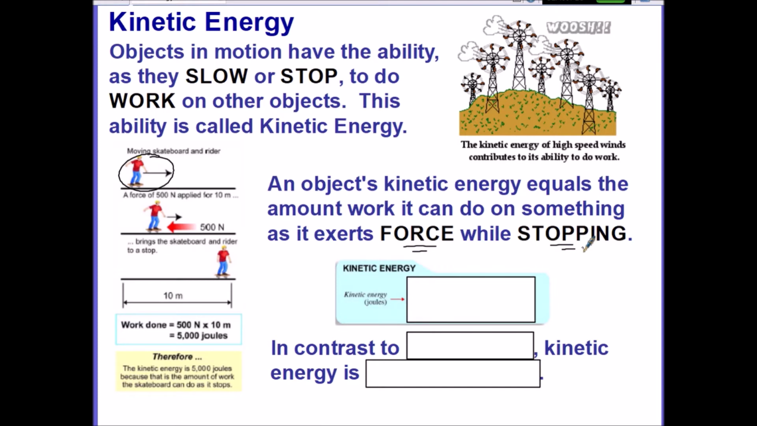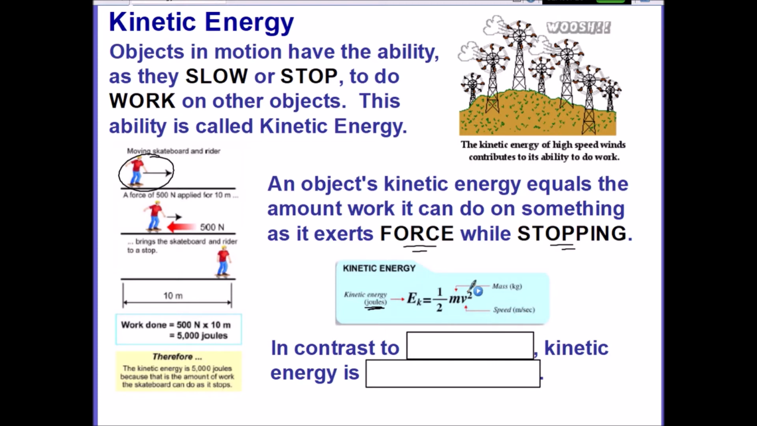Now we can write this as an equation. Kinetic energy is 1/2 mv squared. I like to use KE as opposed to E sub k, but the kinetic energy is measured in joules. We have that 1/2 multiplier there. The mass must be measured in kilograms, and the speed, measured in meters per second, is squared.